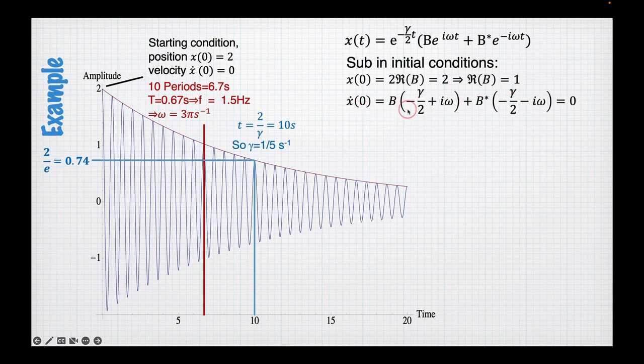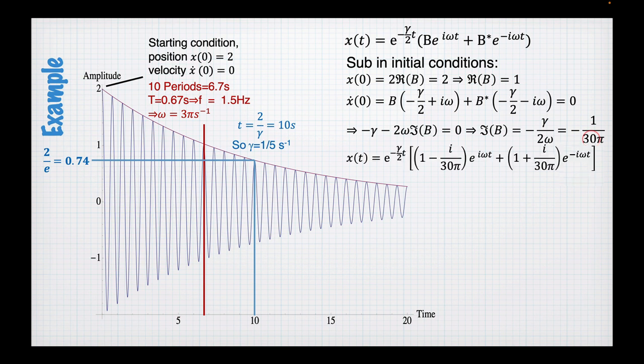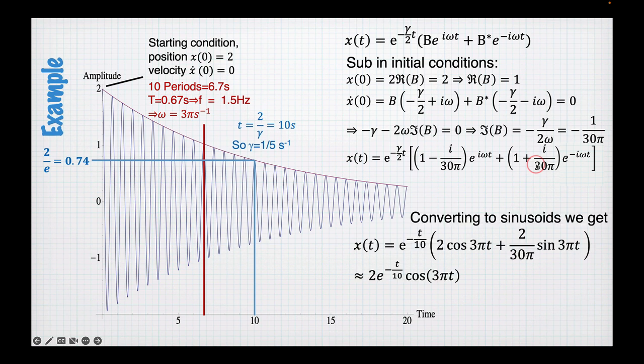Substituting in the initial velocity, we find that this must be true, which allows us to solve for the imaginary part of b. So we don't need to solve simultaneous equations in this case. The real and imaginary parts of b just pop straight out. This allows us to write down x in this form here, where now we see this complex number b out the front of our exponentials, and this is the b and its conjugate.